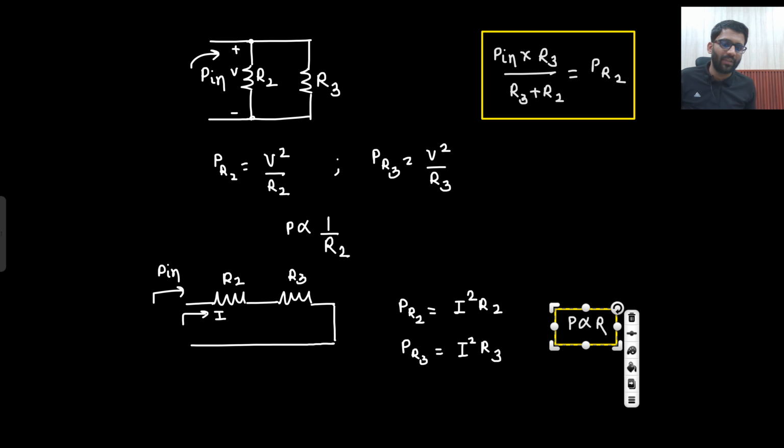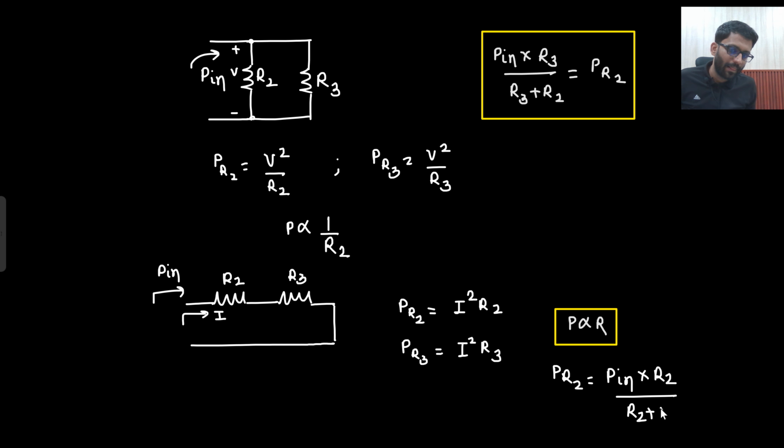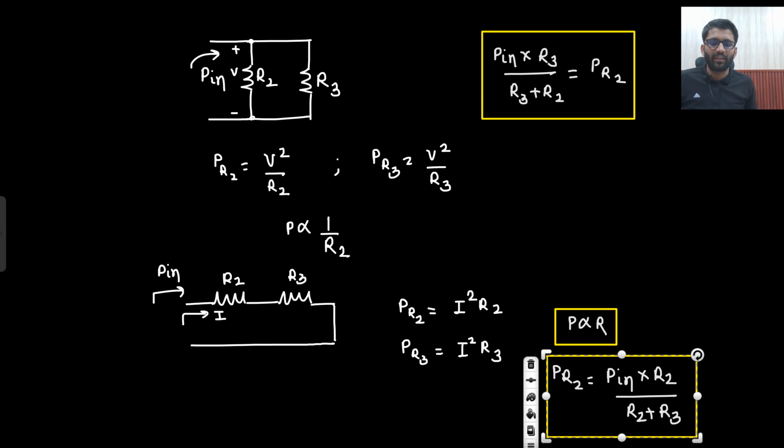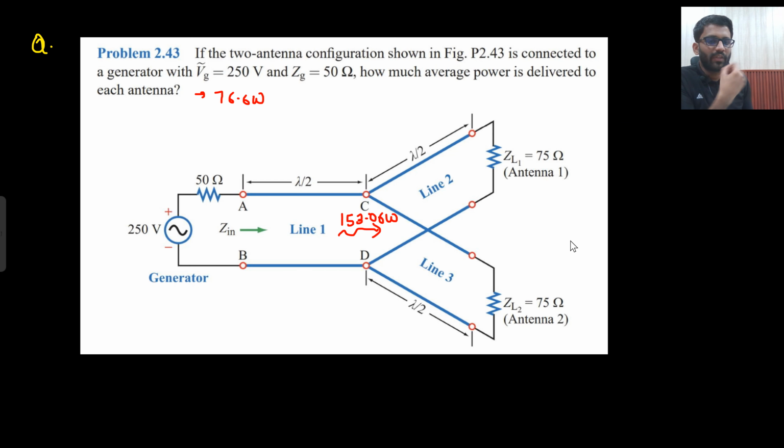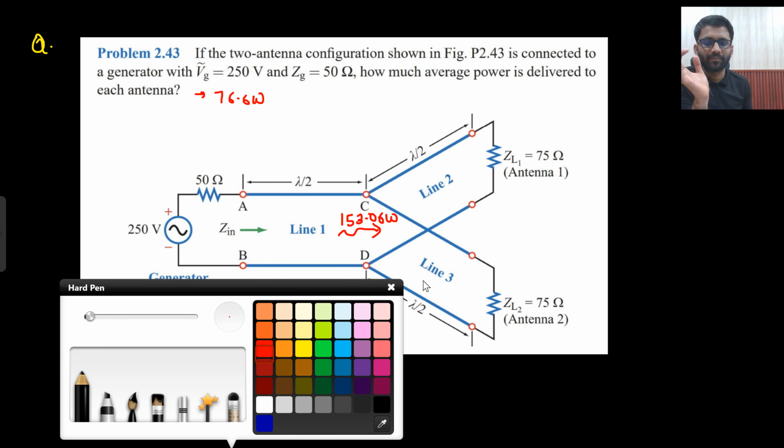So if complete power P in is coming, what will be the power in R2? That would be P in into R2 upon R2 plus R3. Right? And what will be your PR3? PR3 will be the remaining power. Are you getting this point? Fine. So this is some network analysis concept only. Now you know that both of them have the same impedance, 75 and 75, so both will be given half of the power.